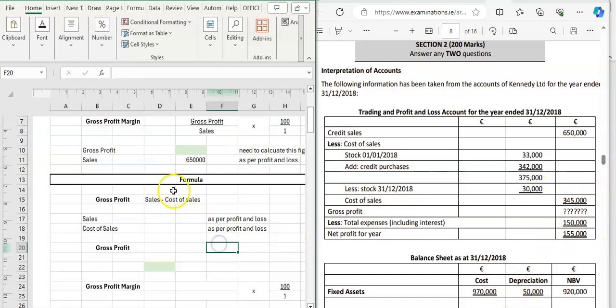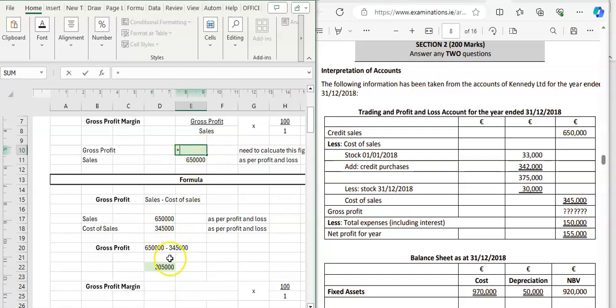Now we're going to go and find the figures that we need to calculate the gross profit. So we're going to need the sales figure of 605,000, and you're going to need the cost of sales figure of 345,000. So remember, to calculate your gross profit, it's your sales take away your cost of sales. So now we can fill this formula in. So 650,000 minus 345,000, and that's going to give us our gross profit figure. So our gross profit figure is 305,000.